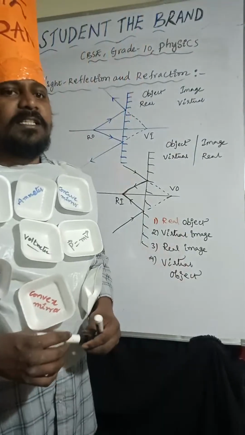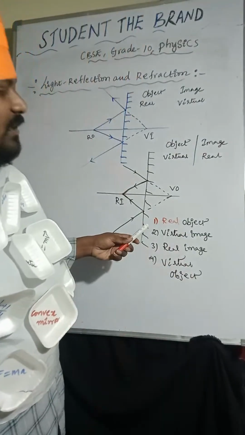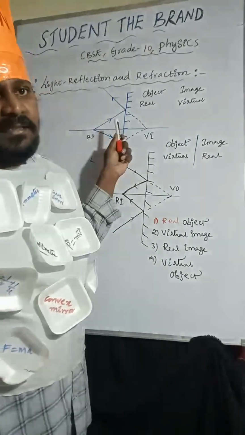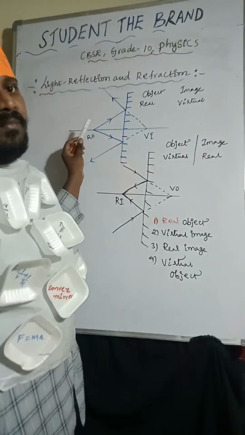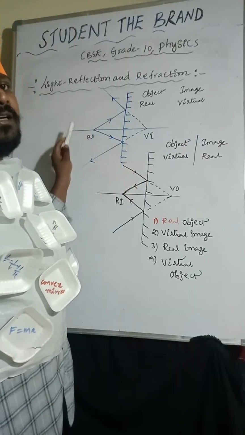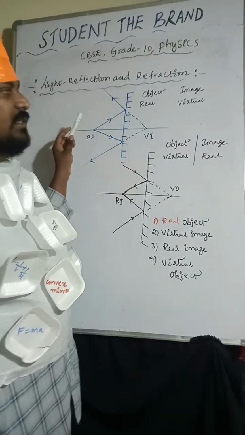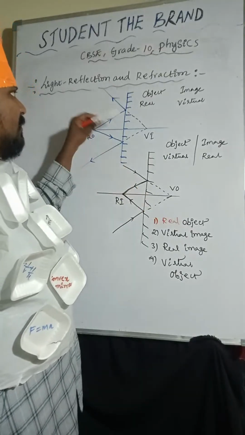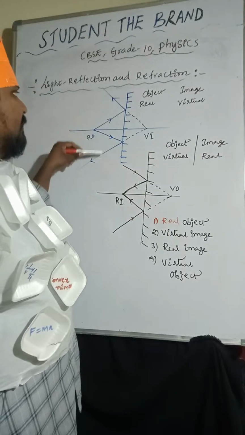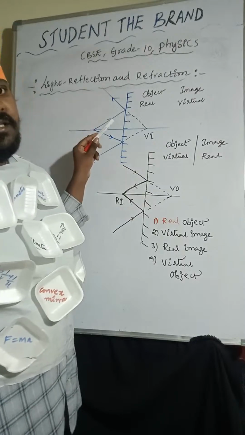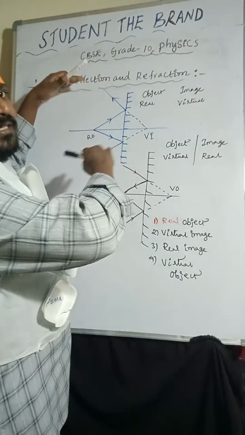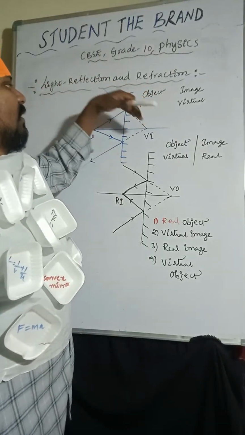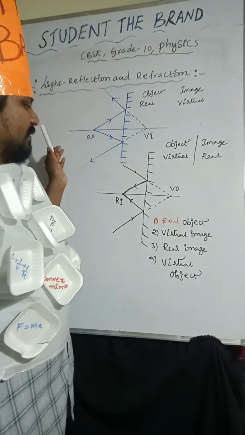Coming to the definitions of real object. The point of intersection of incident light rays is known as real object. Here incident light rays are coming from the point. Virtual image: the point of intersection of extended reflected light rays. We are extending the reflected light rays, and the extended reflected light rays meet at one point. Their image is forming. That is a virtual image.